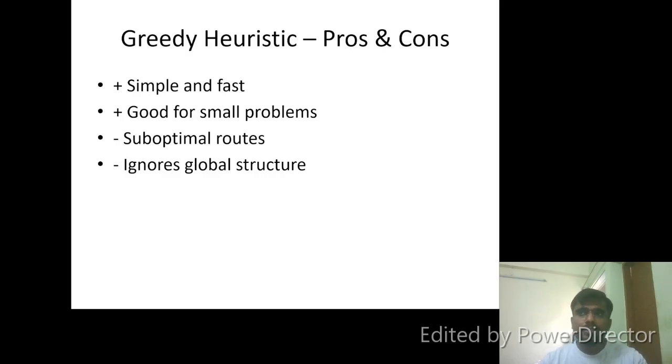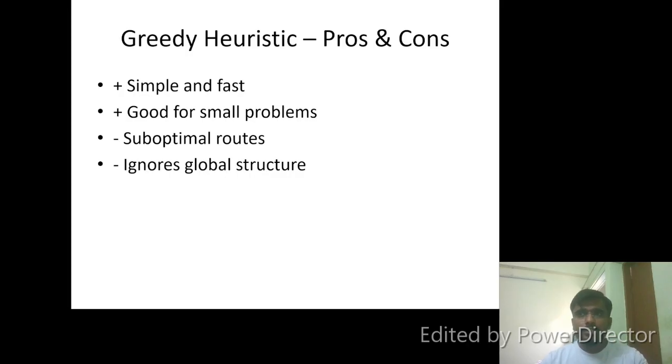Its main strengths are simplicity and speed. It's easy to understand and execute quickly, making it potentially useful for smaller problems or real-time adjustment. However, its major drawback is that by only looking at the immediate best step, it often leads to suboptimal overall routes and doesn't consider the global structure of the problem effectively.